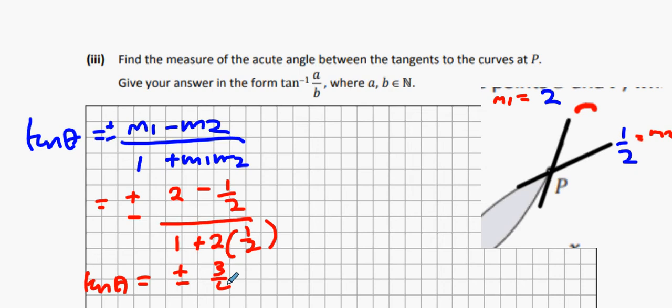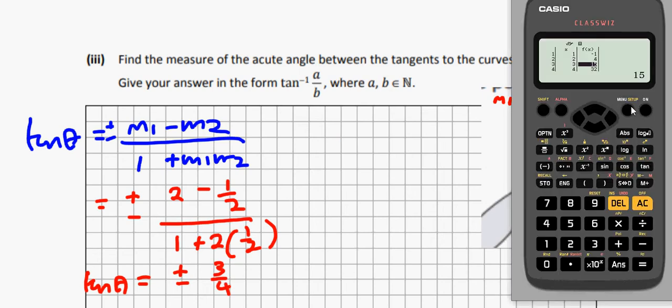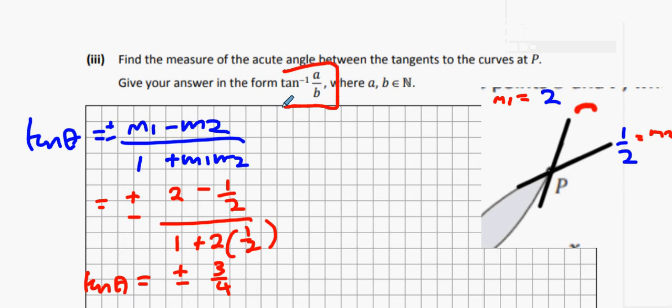Now you're going to tan inverse, make sure it's in degrees. I believe it wants it in, oh, give your answer in this form here. Fair enough. So theta equals tan inverse. Now it says element n. Okay, so it's going to be tan inverse 3 over 4. So it's going to be tan inverse 3 over 4. Okay, cool. Now that we've got that, we're on to 3.